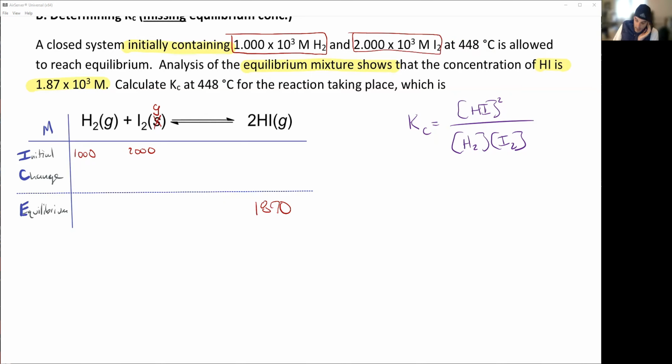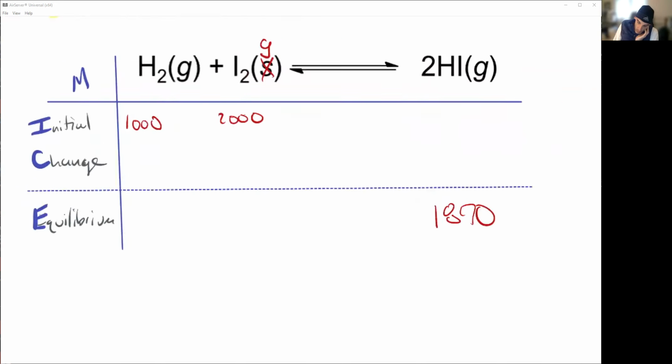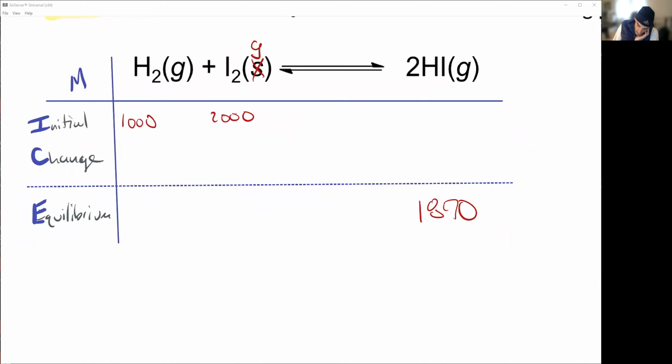Okay, so here is what we're going to do. What we really need to find are these values right down here. I want to know what the equilibrium values are, because if I'm looking for Kc and I know the equilibrium values, then we're good to go. If we know those, then we can plug those in and solve our problem. And we have all the information that we need.